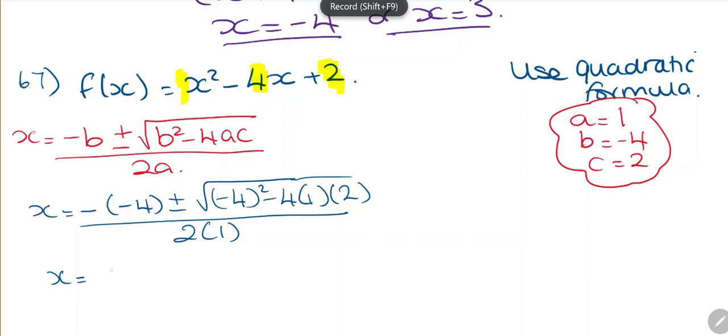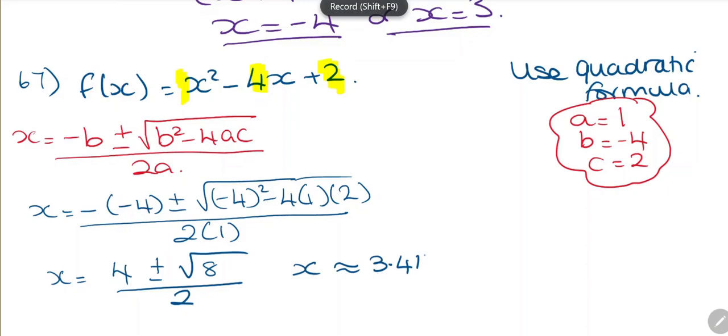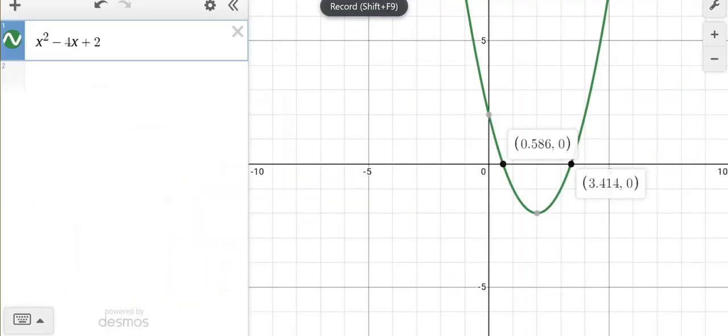Now if you simplify this, this is 4 plus or minus the square root of 16 minus 8, which is just going to be 8, and this is all over 2. Now this will simplify further. And if we use our calculator, we'll have the two values. So x is approximately 3.414, and x is approximately 0.586. And we'll just check this in Desmos. Okay, so you can see our values 0.586 and 3.414.